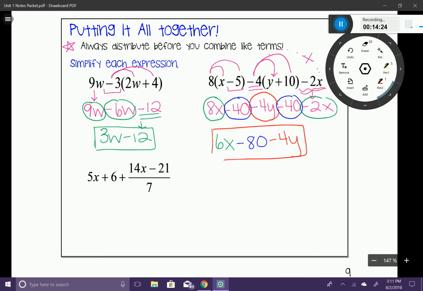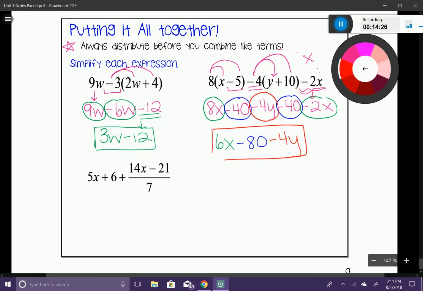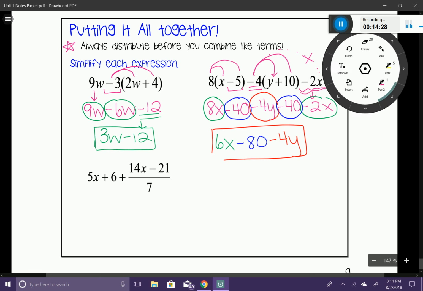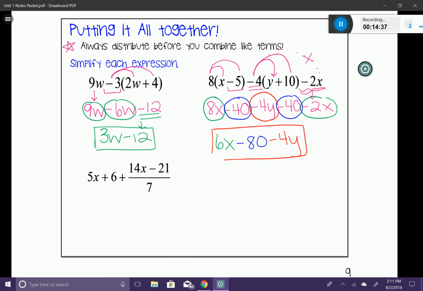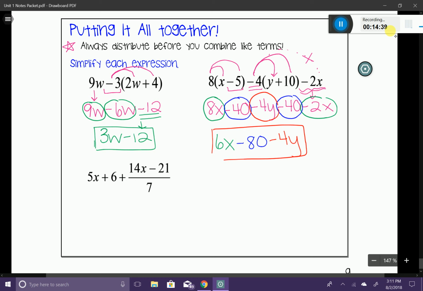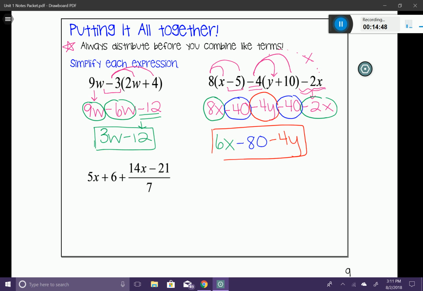All right, I have one more problem for you, and it's my favorite one because it has a really cool concept within it. And it's this fraction that you see here. So let's go ahead and deal with this fraction. You can see that this problem doesn't have any distributing. And I know that because there aren't any parentheses. So distributing, done. All I need to do is combine like terms. But what do I do with this fraction thing?